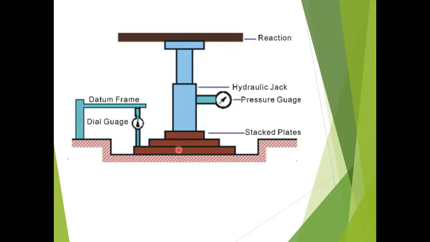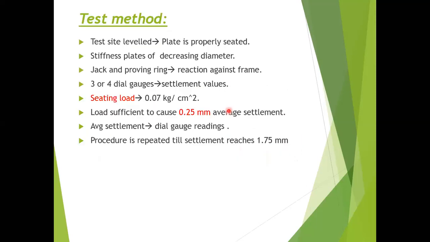The bigger diameter plate will be at the bottom. You can assume it like this: the topmost plate is 30 centimeter diameter, next below that is 45 centimeter, and the bottommost plate is the 60 or 75 centimeter plate. That is, the plates are arranged in decreasing order. Like this your plates are arranged, and this is the reaction from where the load will be applied, and this is the hydraulic jack to apply the pressure. This is the arrangement, and we shall see how the test is conducted.